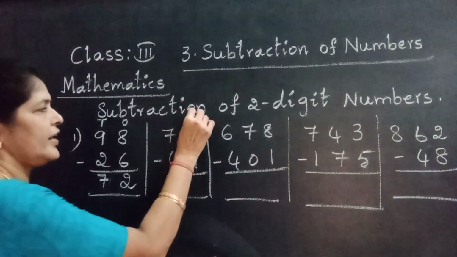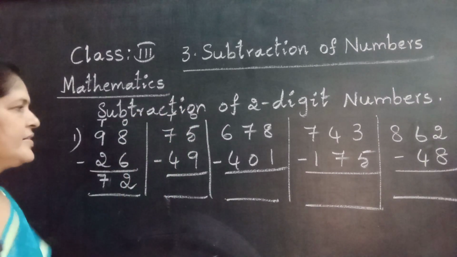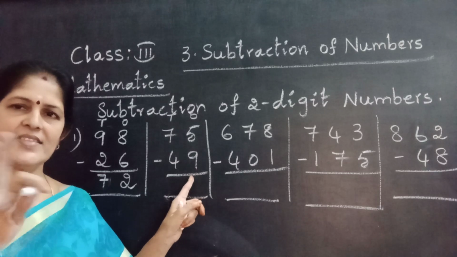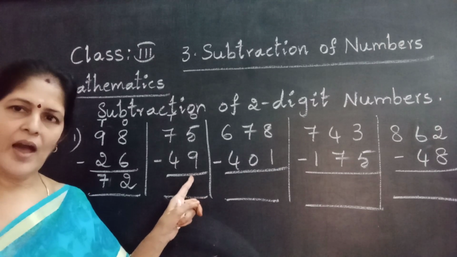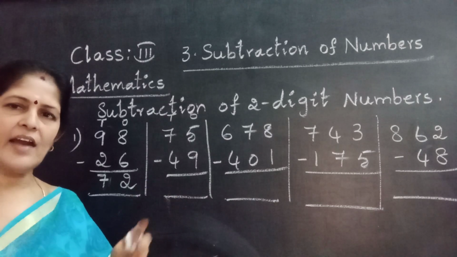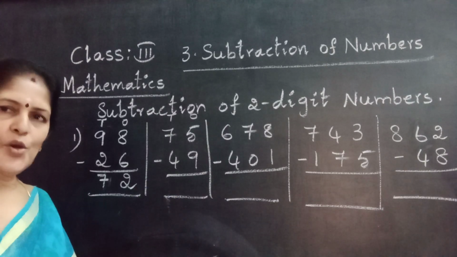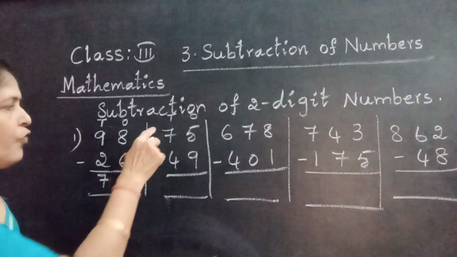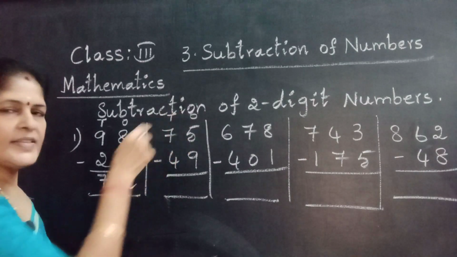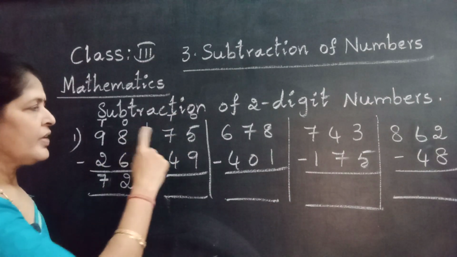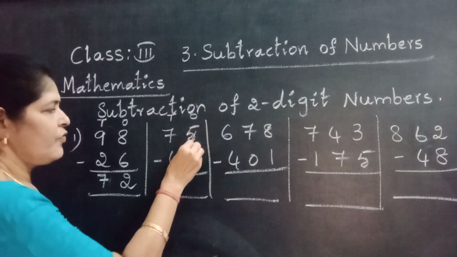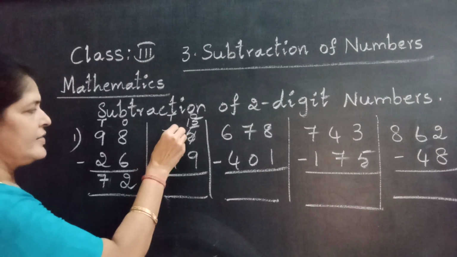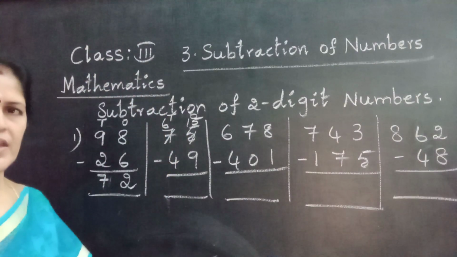75 minus 49. Ones place, tens place. Here also start from ones. 5 is less than 9. It is not possible. Why? 5 is small, 9 is big. Subtraction is not possible. Then with regrouping. With regrouping means borrowing concept. Borrowing means one number moving from tens place to ones place. Then 5 becomes 15. 7 changes into 6. Understood?